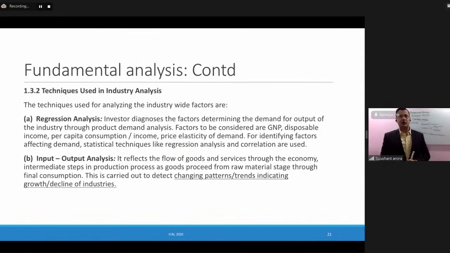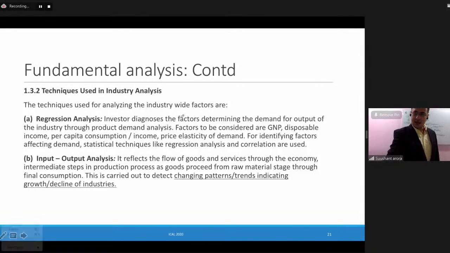Then comes the technique where we can use this industry analysis. Two things are there: one is regression analysis and one is input output. Regression analysis is part of correlation and regression. I'm sure you have heard this name and worked with it, and you know what it is, but you don't remember right now. Don't worry, we will have time today. We will tell you how we use this technique of regression and correlation in a little while.